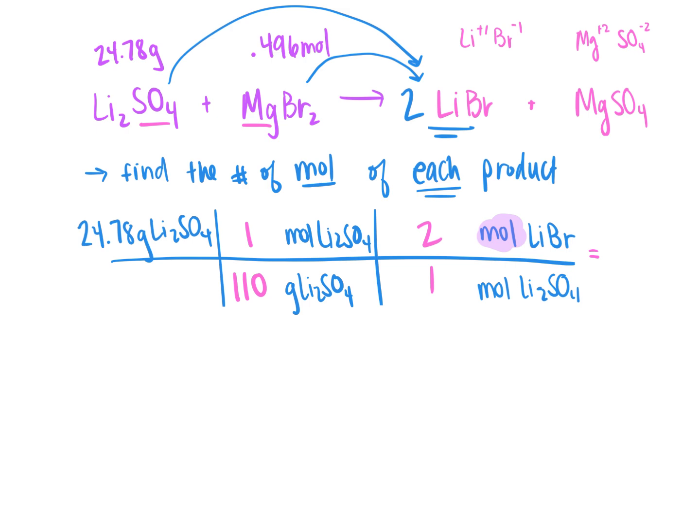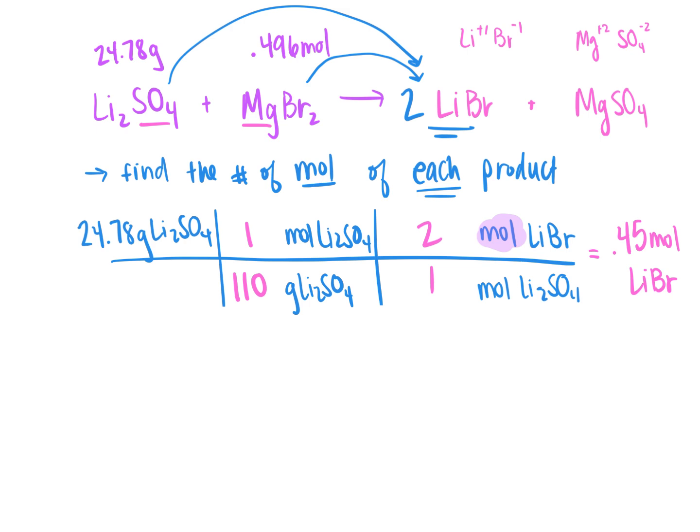Divided by 110, I get 0.45 moles of LiBr. That's what you got? Okay, thank you. That's what I got. Yep. All right, so I don't have an answer to my question yet, right? I can't even confirm that that's how much product I'm going to make. That's a maybe yet, okay?